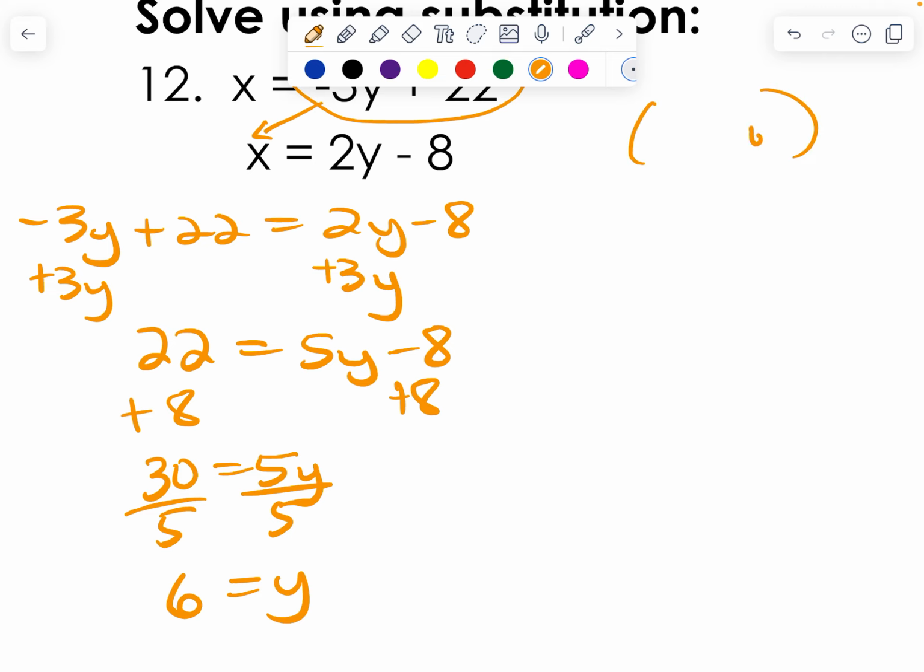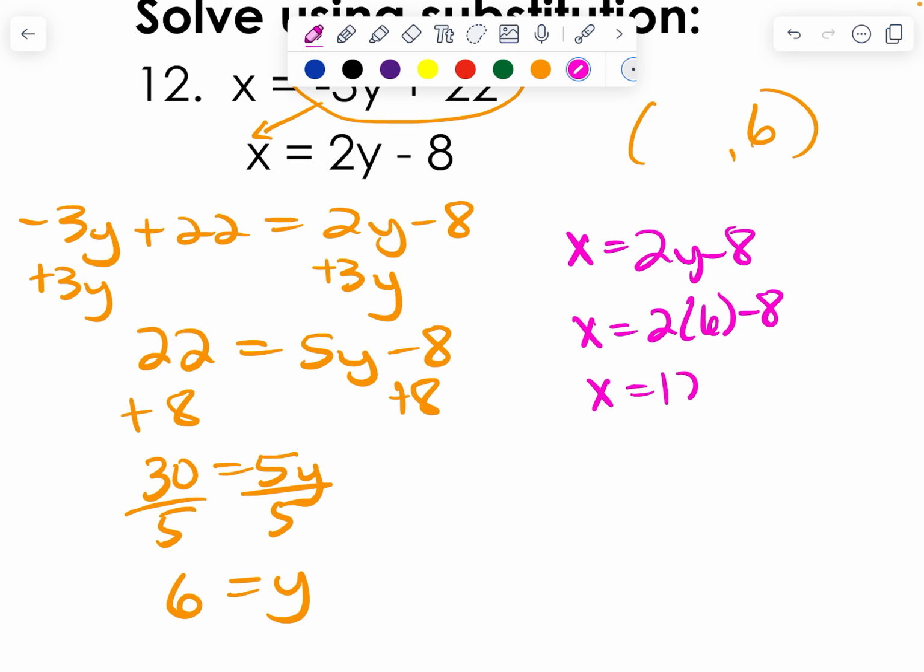So my y value is 6. I'm going to take the second equation. 2 times 6 minus 8. 12 minus 8. So x equals 4.